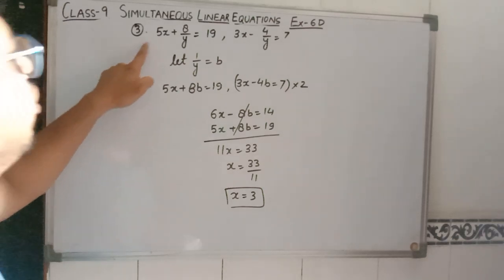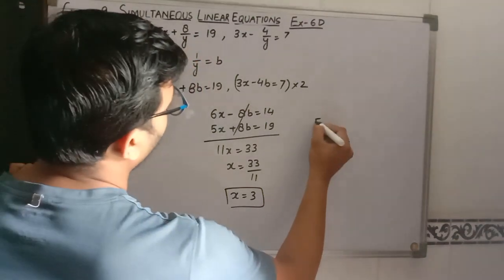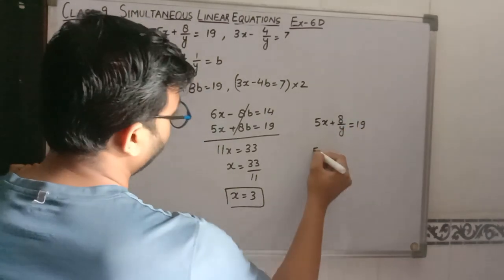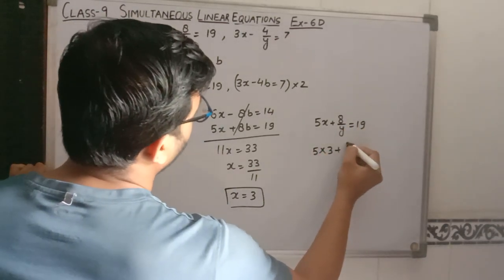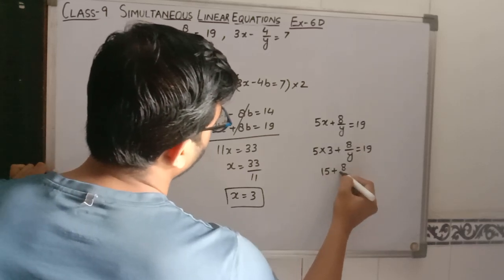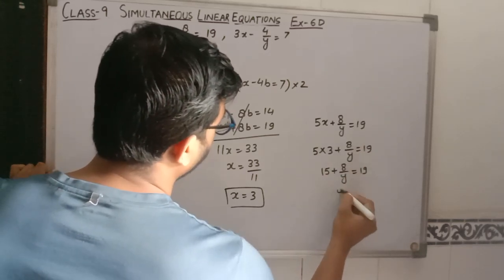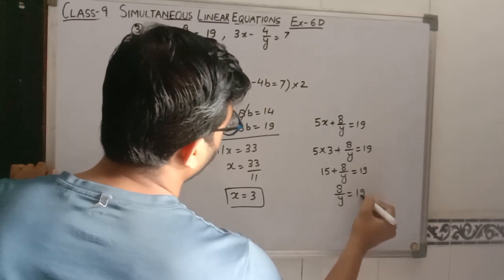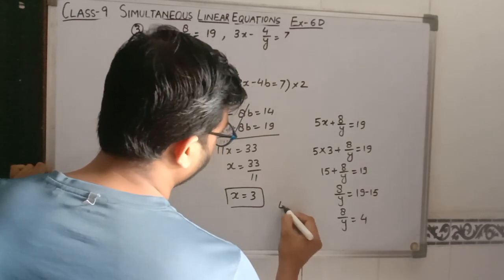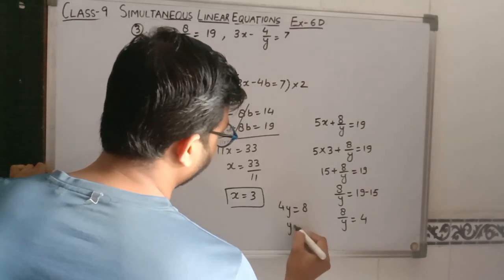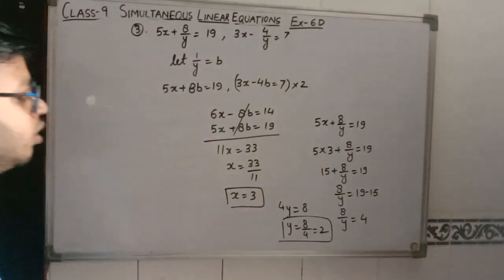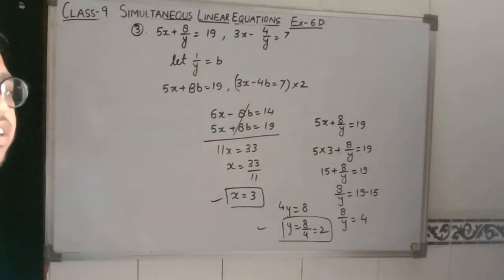Now we can apply the value of x in any of the equations. So 5x plus 8 upon y is equal to 19. So it will become 5 into 3 plus 8 upon y is equal to 19. It will become 15 plus 8 upon y is equal to 19. So 8 upon y is equal to 19 minus 15. 8 upon y is equal to 4. So 4y is equal to 8. The value of y will become 8 by 4. Hence the value of y is 2. So these are the two answers of this question.